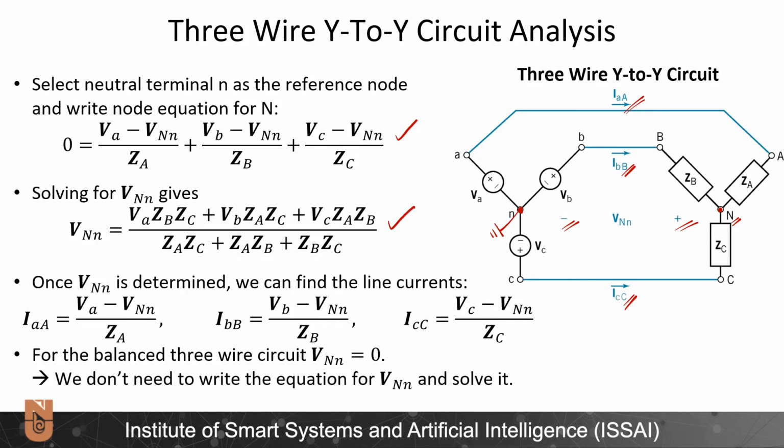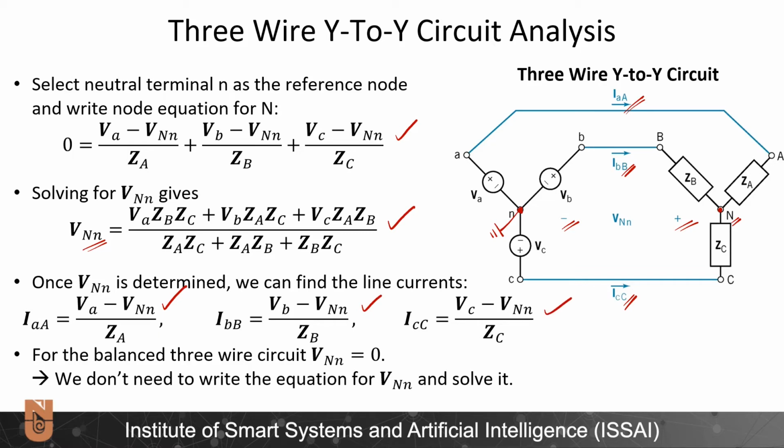So we know all the impedances ZA, ZB, and ZC. We know the VA, VB, and VC as well. And accordingly, we can calculate the numerical value of VNN. And once we find VNN, we can find the phase currents IAA, IBB, and ICC by using these equations.